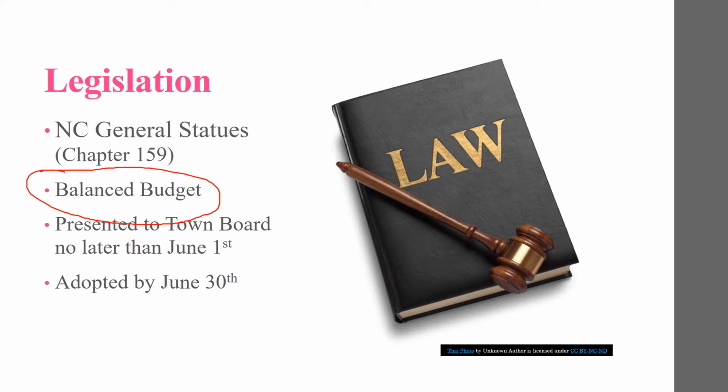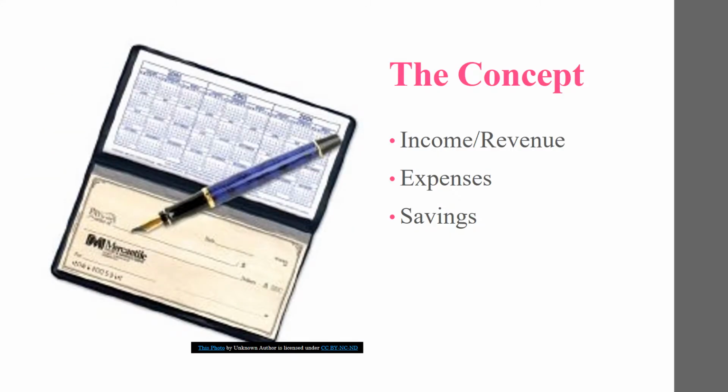The statute also requires the budget be presented to the Town Board of Commissioners no later than June 1st, and it must be adopted by June 30th. The budget concept is pretty simple. We generate revenue or income, and we use that to pay our expenses while we put some away and save it for a rainy day.